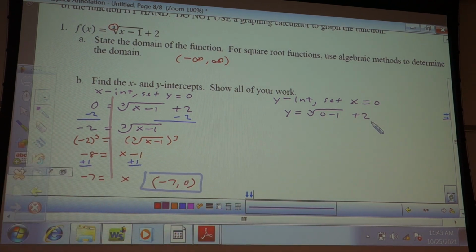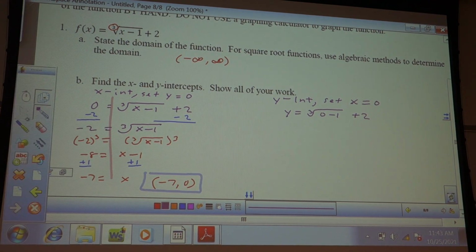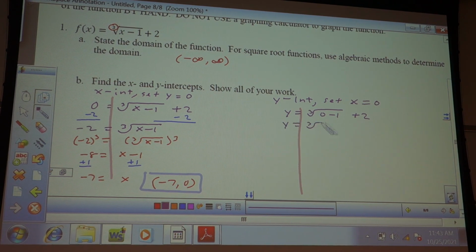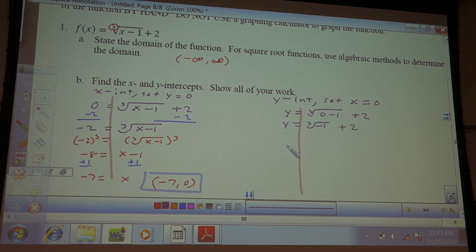0 minus 1 is just minus 1. What's the cube root of -1? What multiplied by itself 3 times gives you -1? -1. And combine those two, and you get y equals 1. Great, so y is 1, so our point's going to be (0, 1).